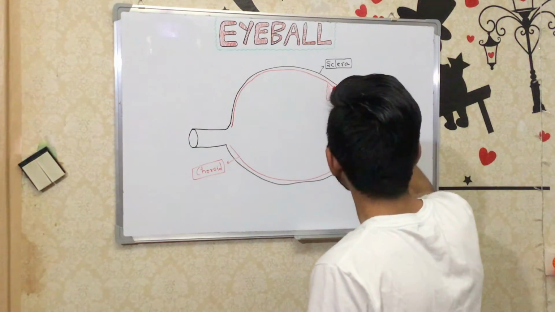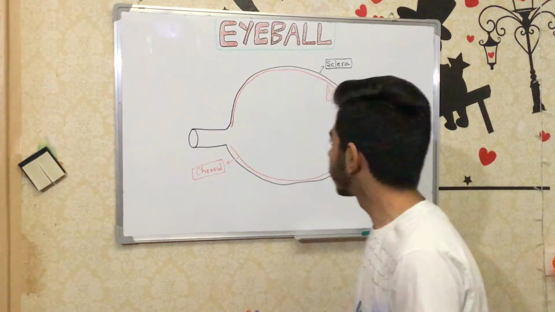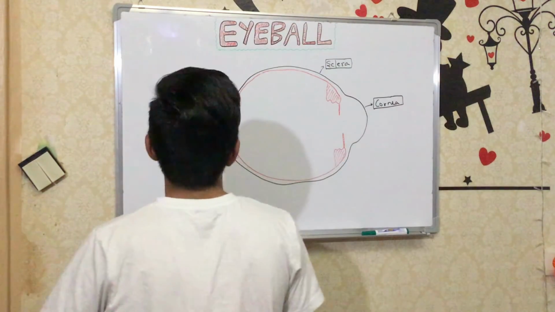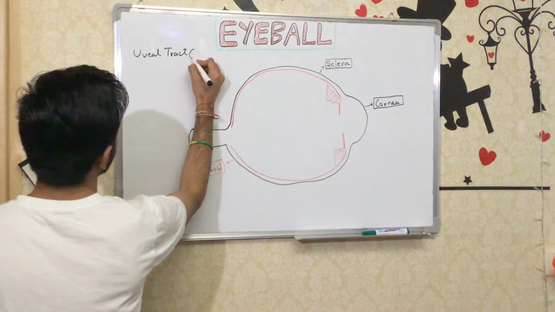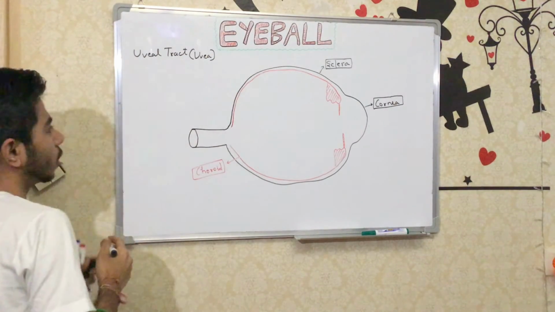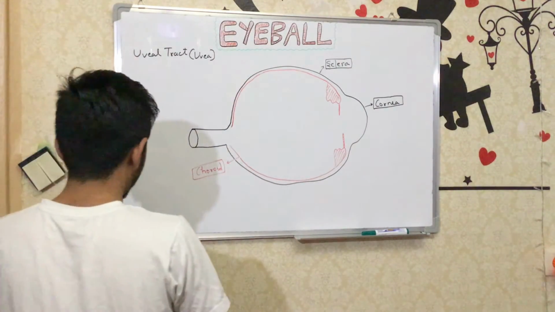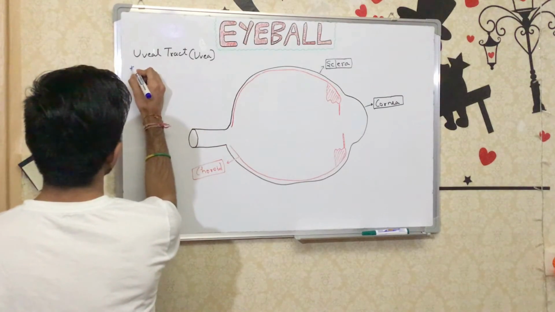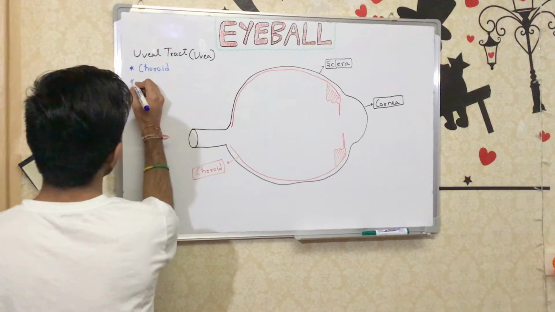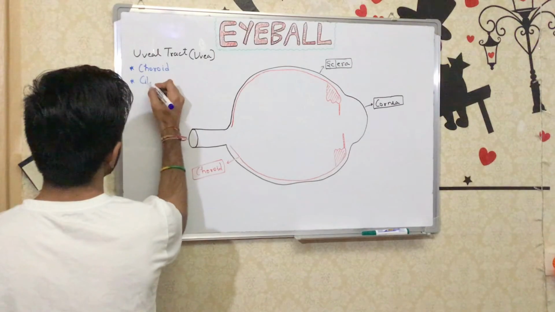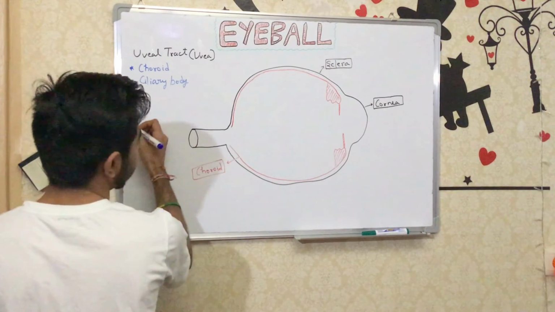This whole structure is called the uvea or uveal tract. So what structures are present in the uveal tract? The uveal tract is present in the middle coat of the eyeball, and it includes the choroid, plus the ciliary body in continuation with it, and the iris.